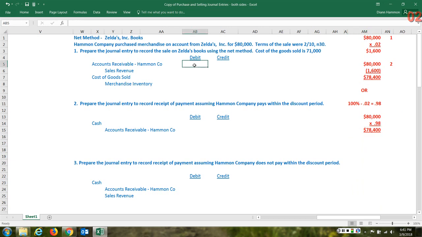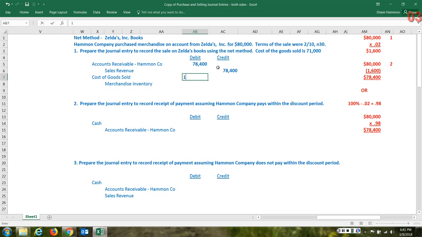So Hammond Company owes Zelda at the net method $78,400. So we're going to record the accounts receivable at $78,400, and we're going to record sales revenue with a credit of $78,400. Notice also in the problem we were given the cost of the goods that have been sold is $71,000. So that means when we record our sales, we need to also record this cost of the goods that have been sold in this transaction.